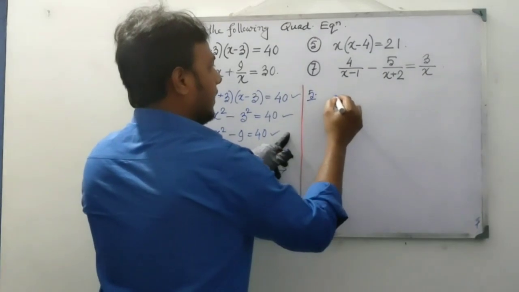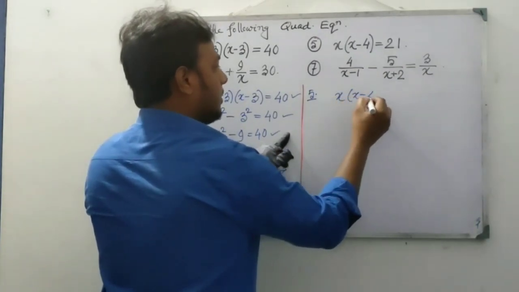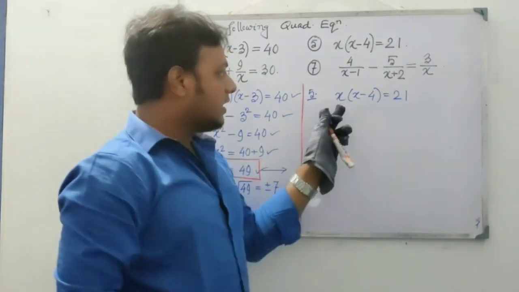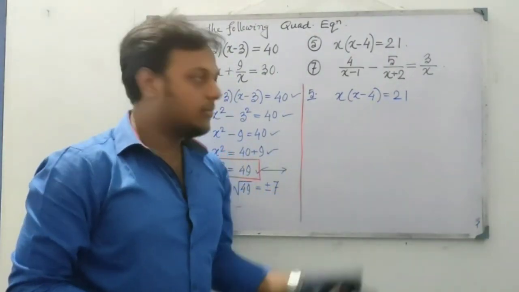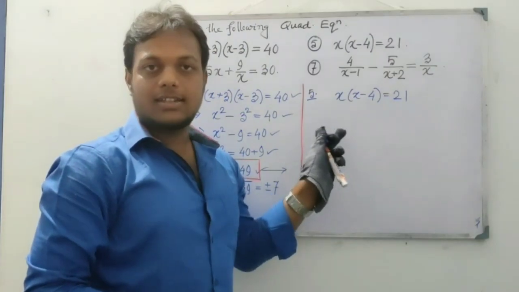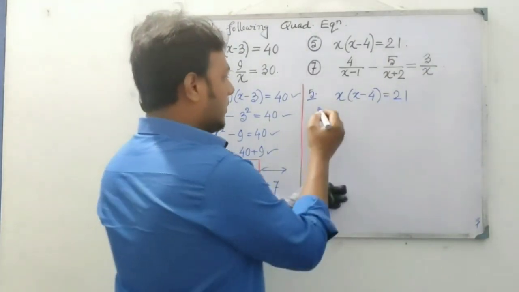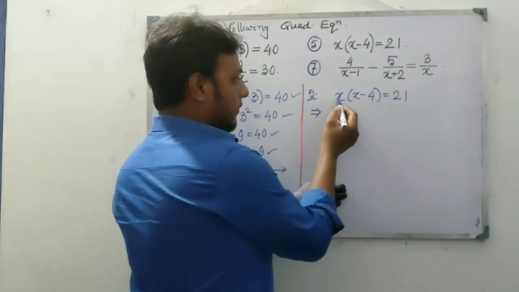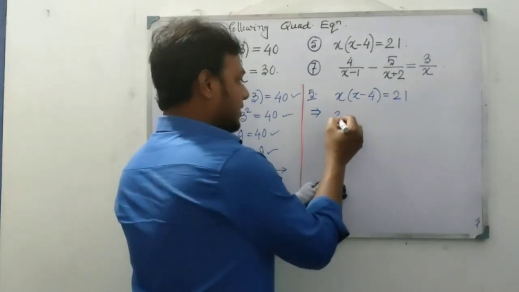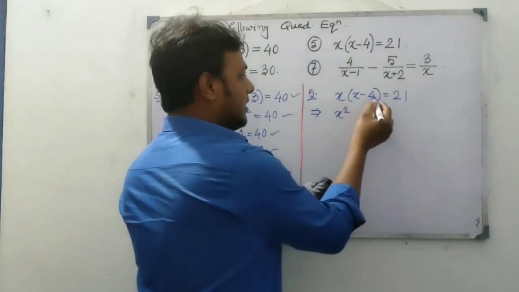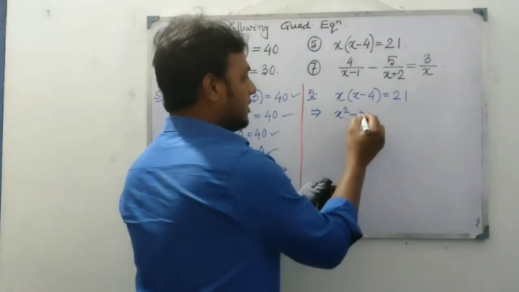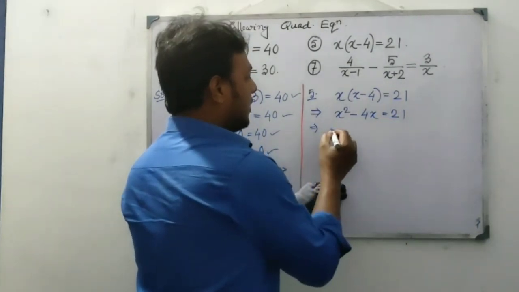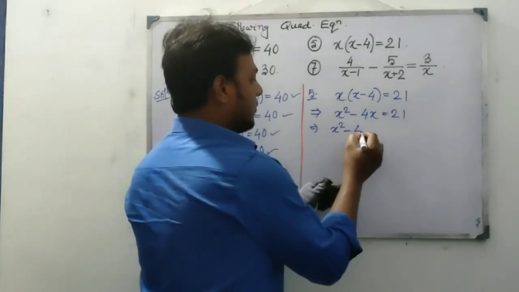Given that x into x minus 4 equals 21. To convert this equation into the standard form, we have to apply the distributive property on the left hand side. I think all of you know about the distributive property. x into x means x square, and multiplying with this and this, minus 4x equals 21.